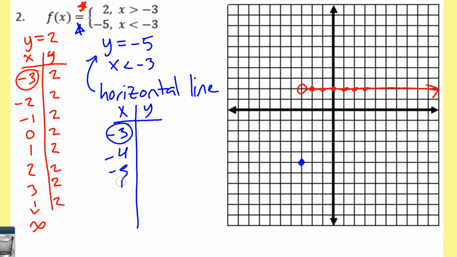I know that was hard to see that arrow. So here, we have negative 3, negative 5, and I should have made that an open circle. And then we do a horizontal line going towards the left. And there you have it.